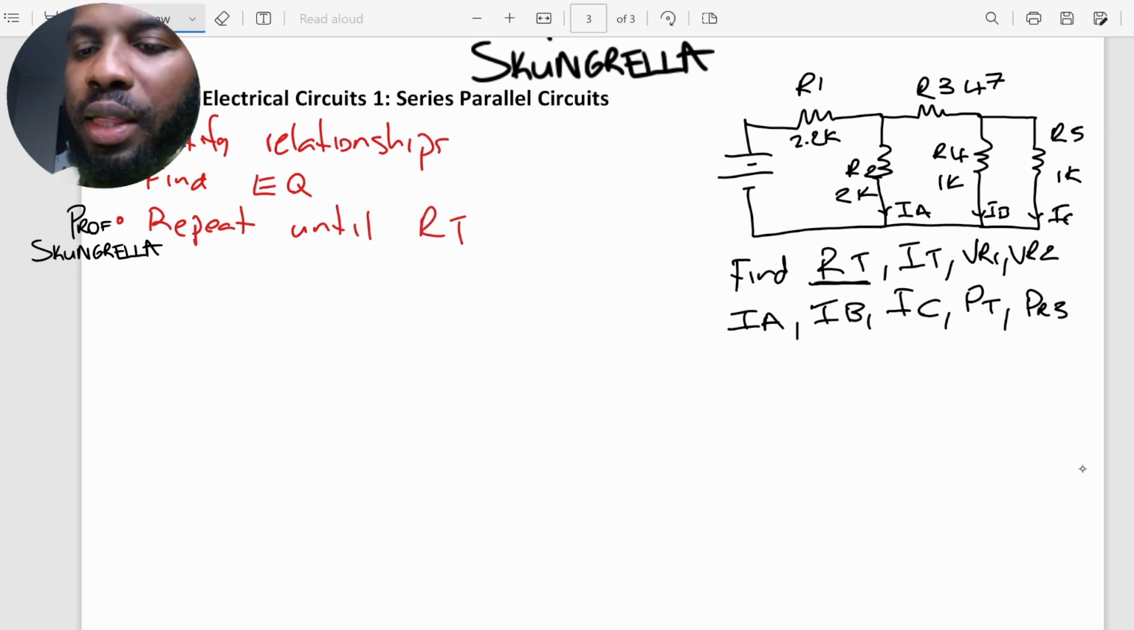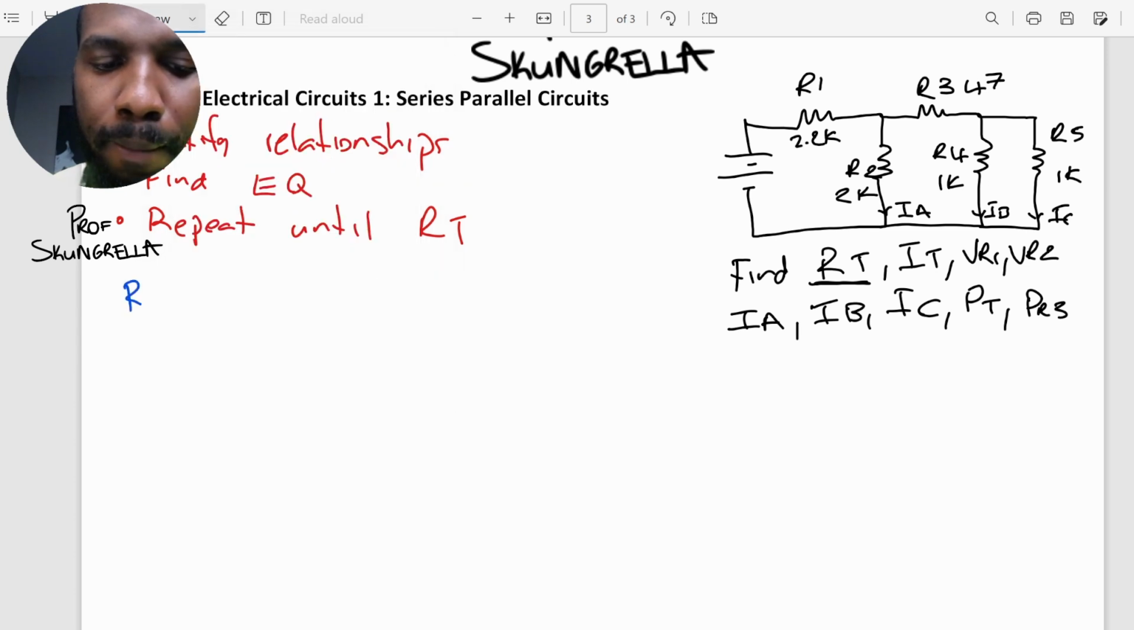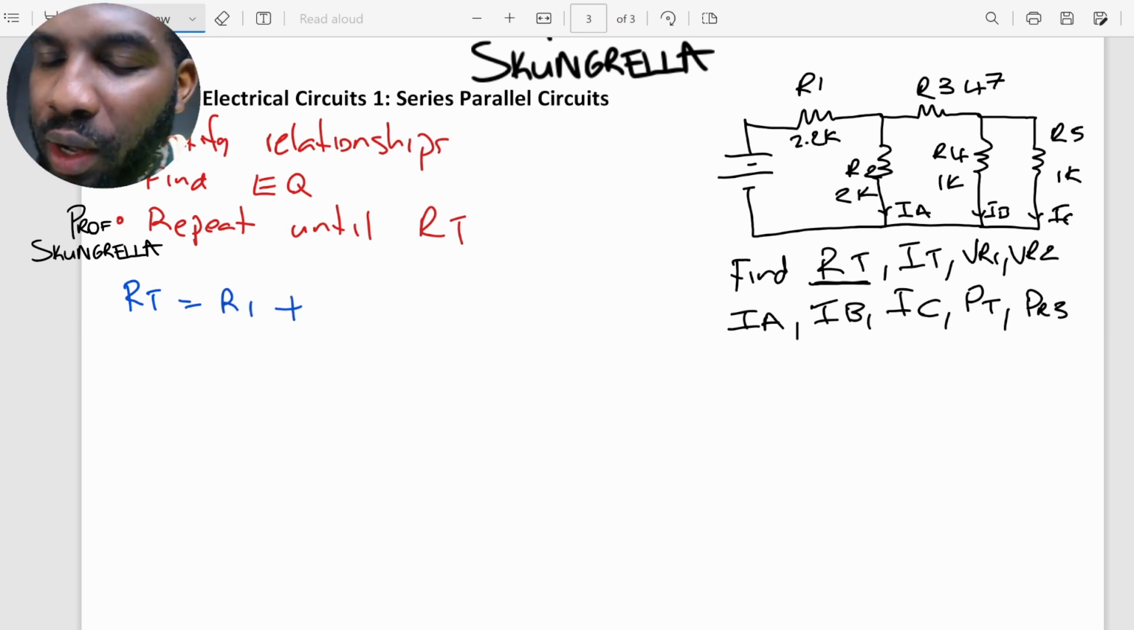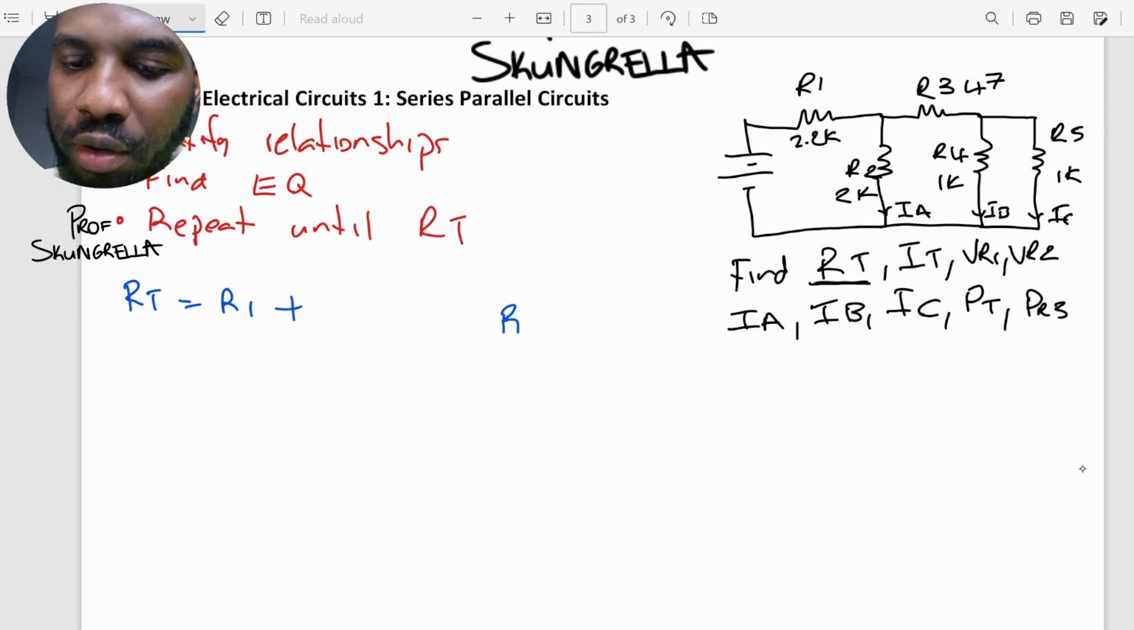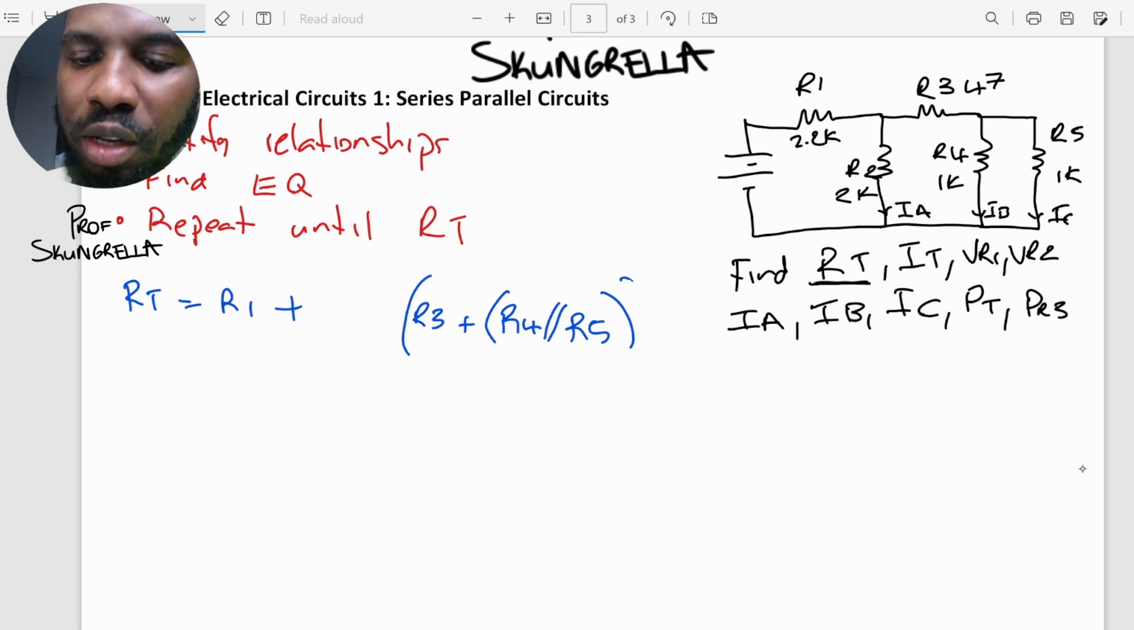So if we look at this here, we can clearly see that our RT is going to be equal to, this one is in series, R1, plus, well, if you start in the back here, we have R4 and R5 are going to be in parallel. So R4 is in parallel with R5. So let's put that in parentheses. Now this is going to be in series with R3. So we add R3 to it. All right, and then this is now going to be in parallel with R2. So all of this here is going to be in parallel with R2.